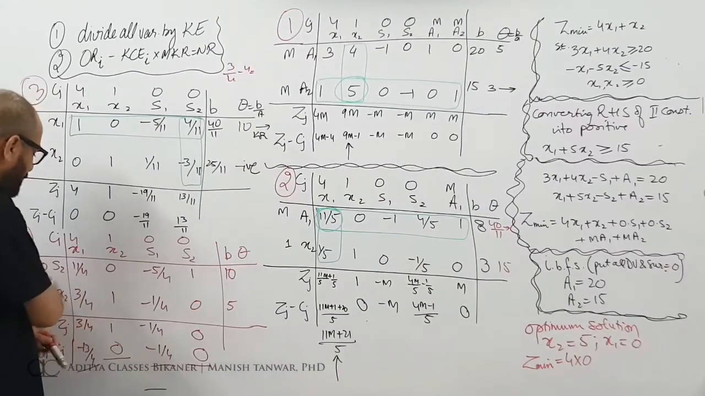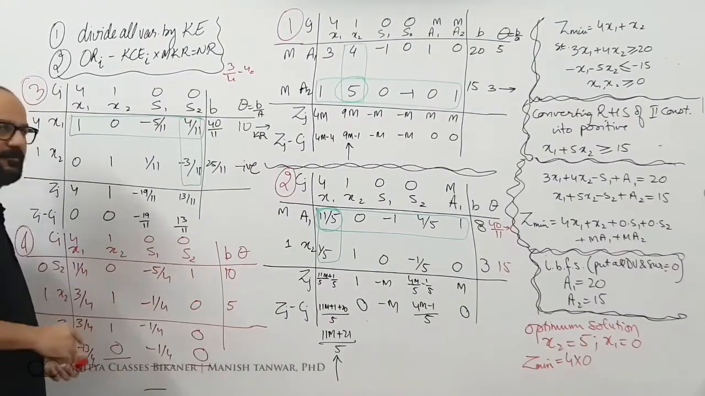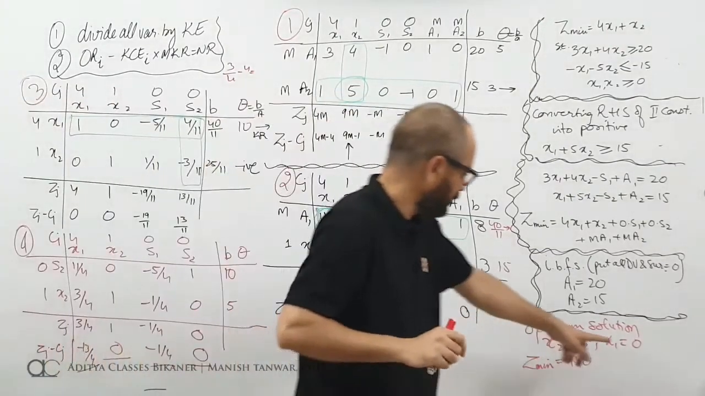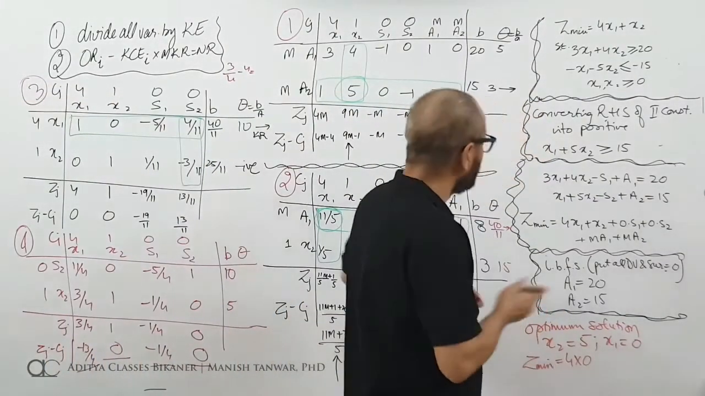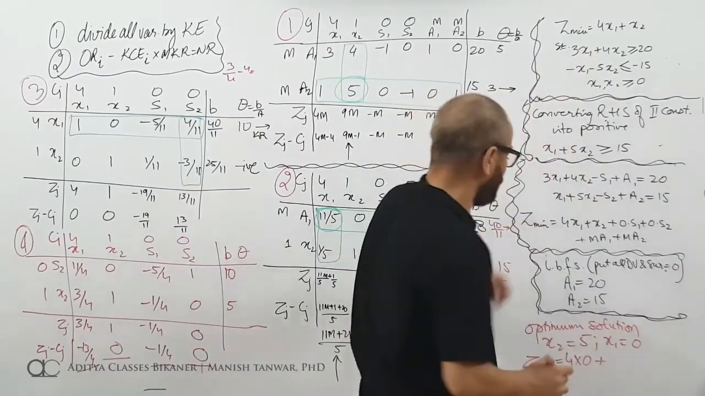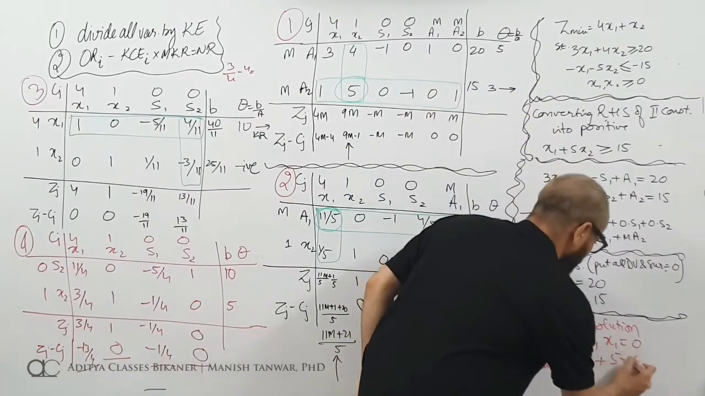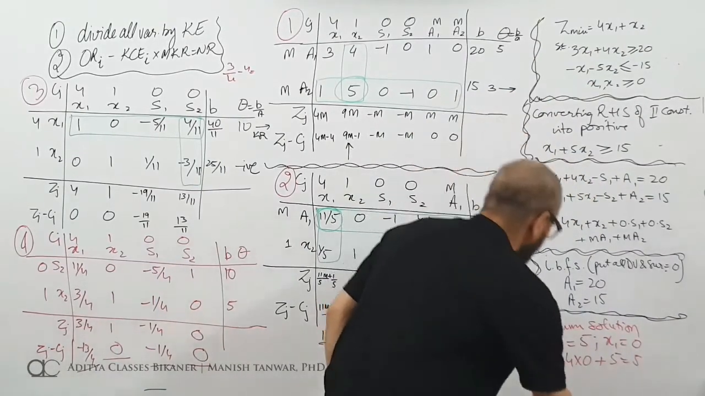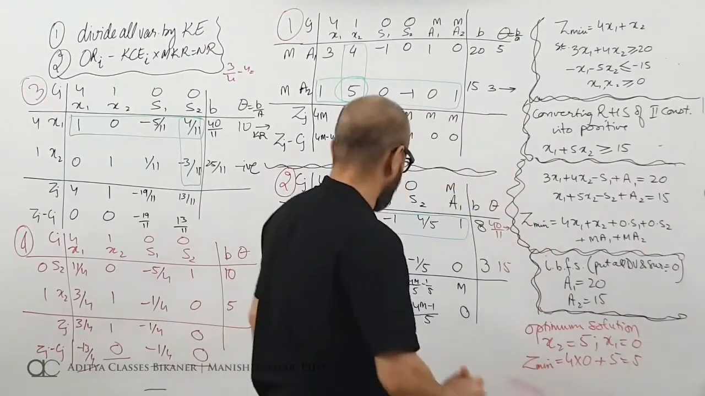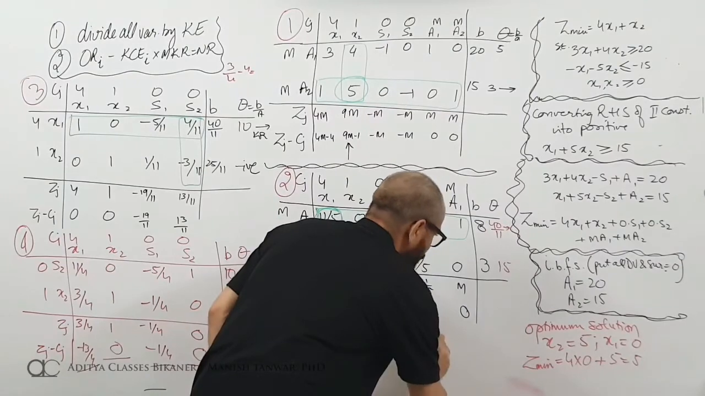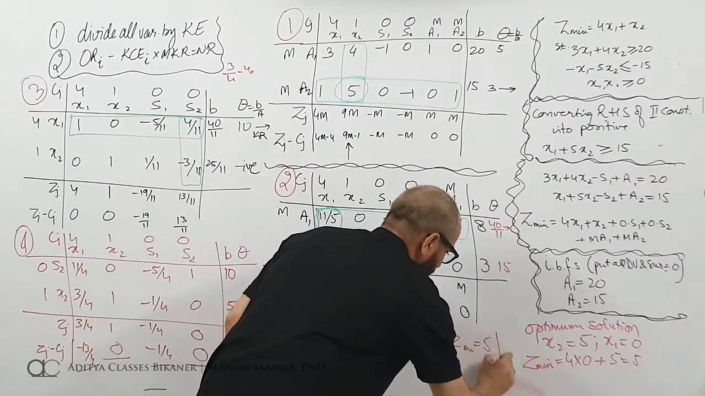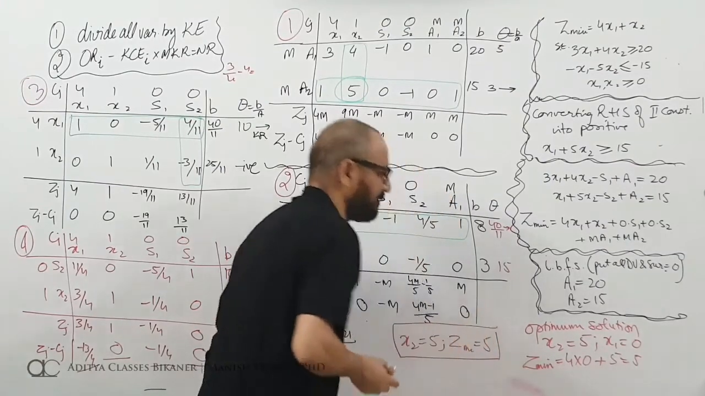My solution suggests that s2 should be 10, x2 should be 5. It is not talking of x1. So x1 is 0, x2 is 5. Solution becomes 4 into x1, 4 into 0 plus x2. So final solution is x2 is equal to 5, Zmin is equal to 5. This is my final solution.